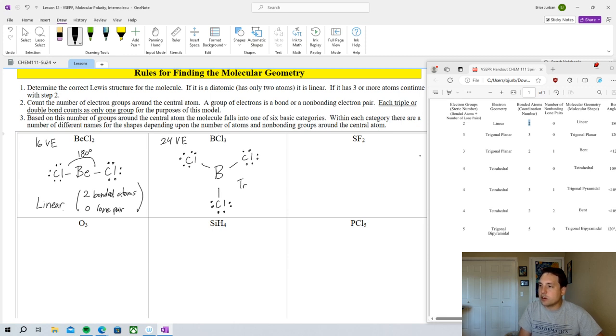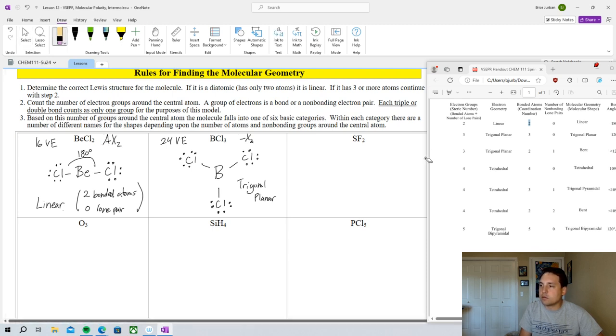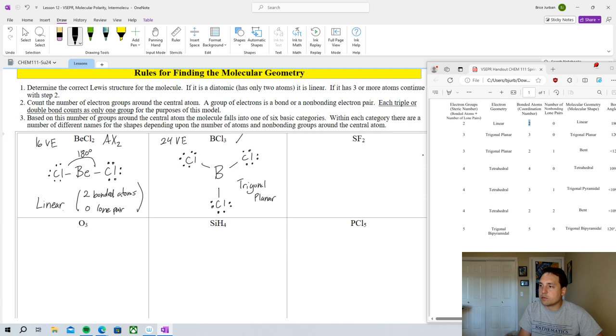This comes out to be trigonal planar. So it has the AX3 notation. And this one is AX2. The bond angles here are 120 degrees.